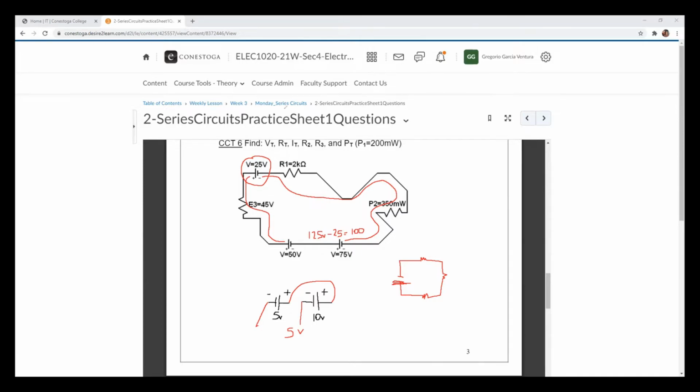Okay, so let's get moving then. What I want to do now is give you a couple of minutes to finish solving this circuit, now that you know how to solve it, and get back to me on your findings, please.